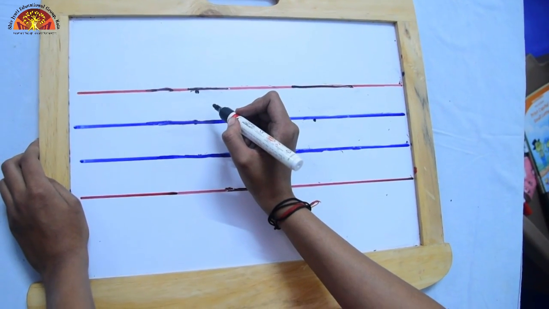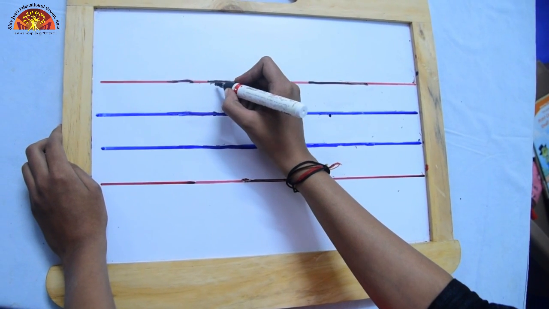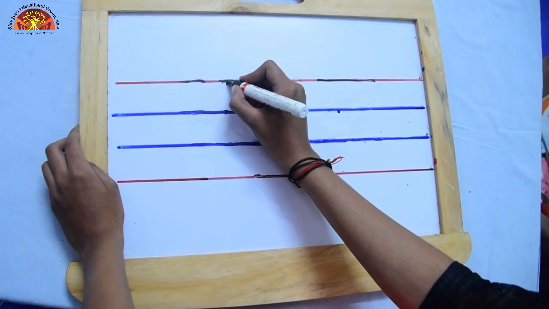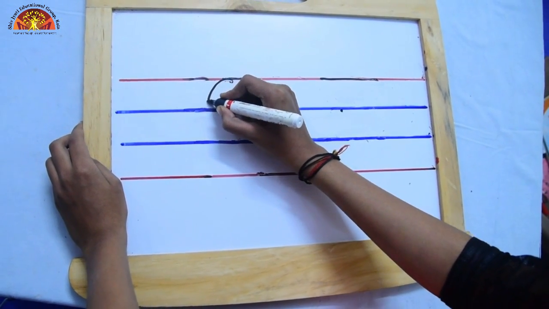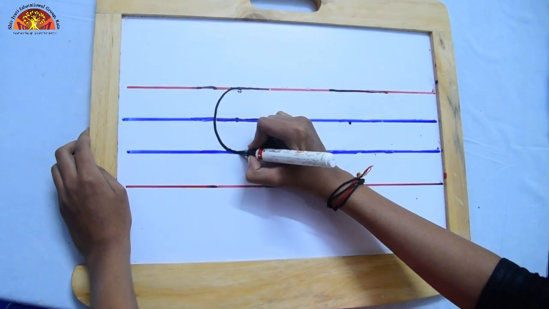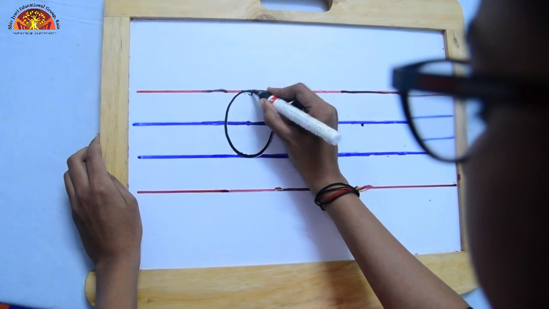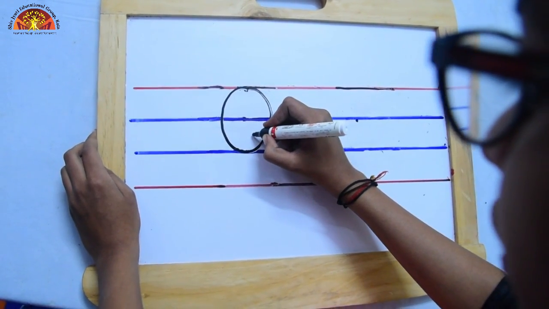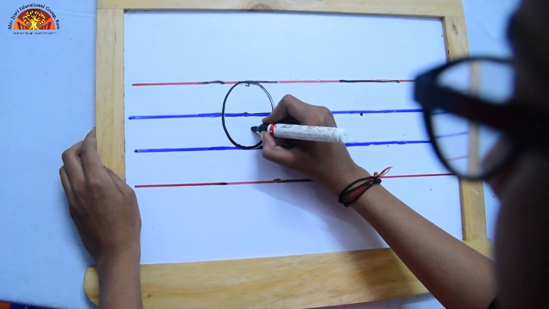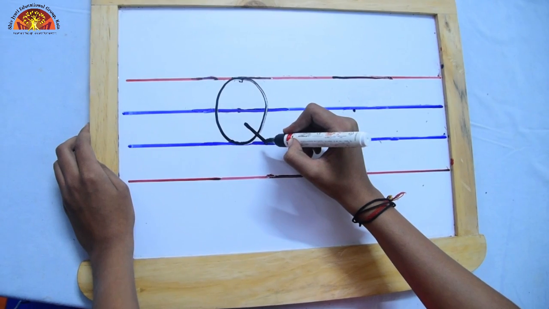So kids, now let's make capital letter Q. You have to start from the red line, that means first line. Draw one long curve like this, then one more long curve in the opposite direction and join. Now small slanting line like this, inside to outside.